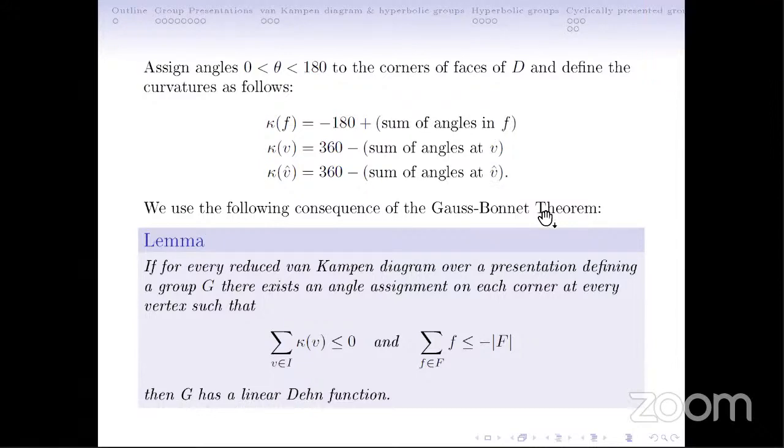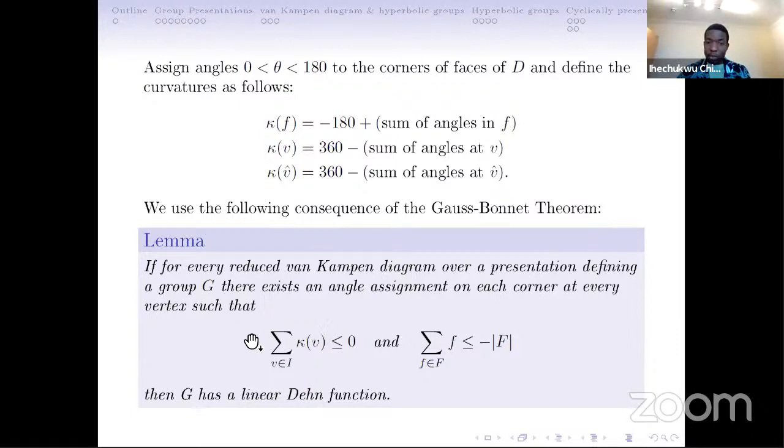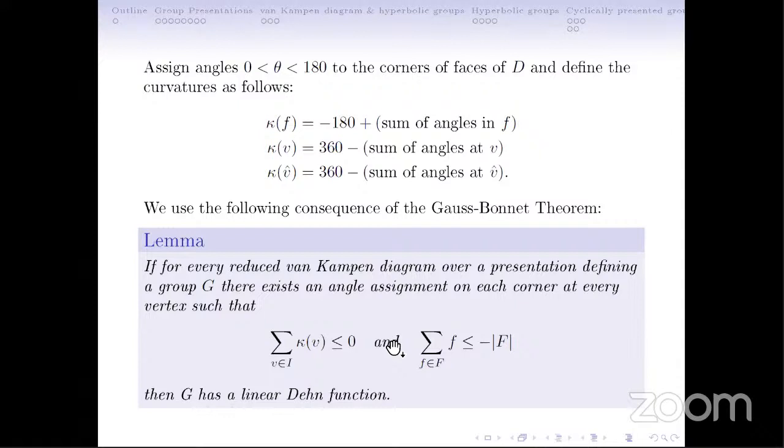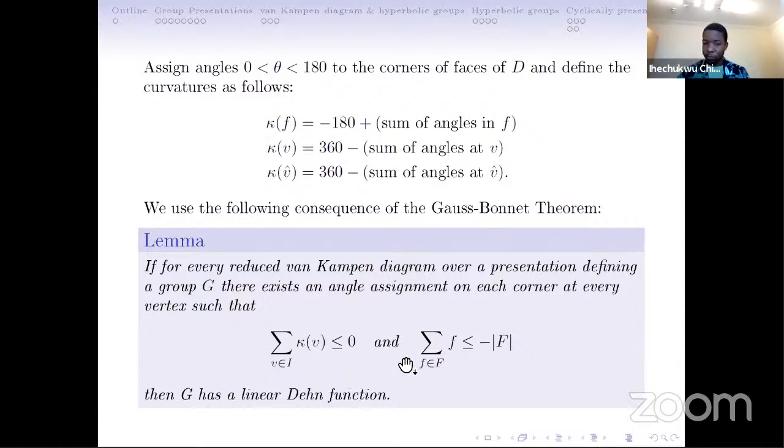It's a consequence of the Gauss-Bonnet theorem, like I just mentioned, that if we can show that the sum of the curvature in the interior vertices is less than or equal to 0, and the sum of the curvature, I missed out curvature here, there should be a k here, on the faces is less than or equal to minus the number of faces, then G has a linear density function. So if we can achieve this, then we know that our group is hyperbolic because it's got a linear density function. So again, this is for any reduced Van Kampen diagram over your presentation.